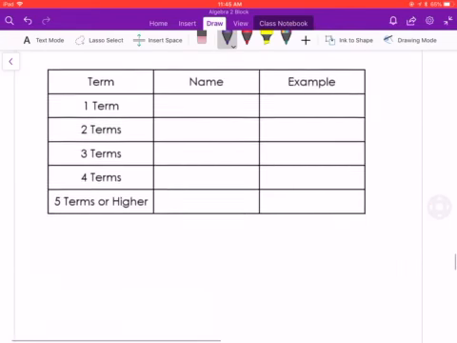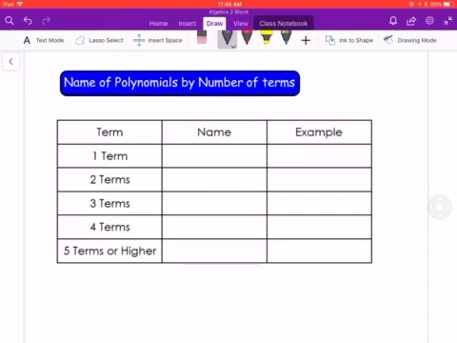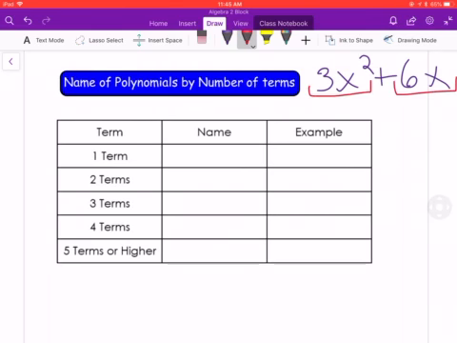Okay, naming polynomials by number of terms. First of all, terms are like 3x squared plus 6x. This has 2 terms. The terms are separated by addition or subtraction. If a polynomial has one term, it's called a monomial. Mono is the prefix for one, so monomial. Like y equals 7. It's just one term. It's a constant monomial in that case.